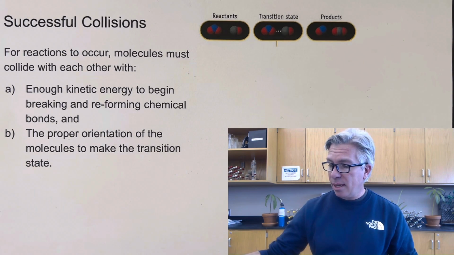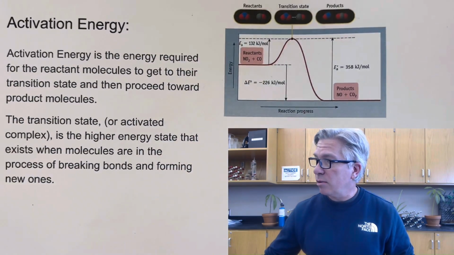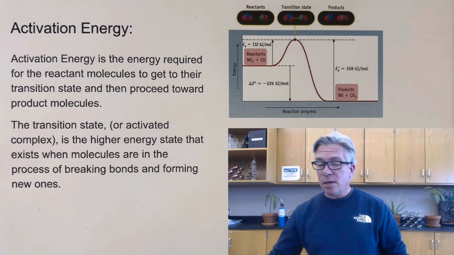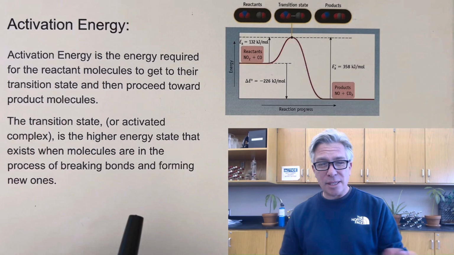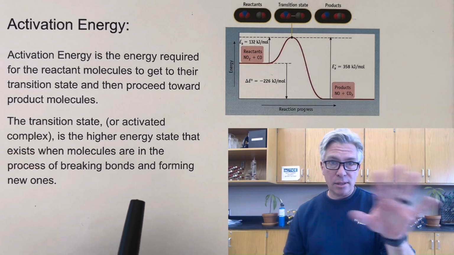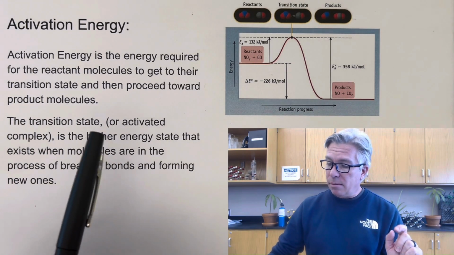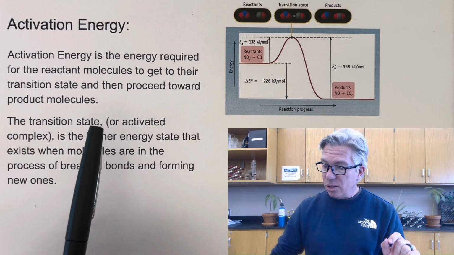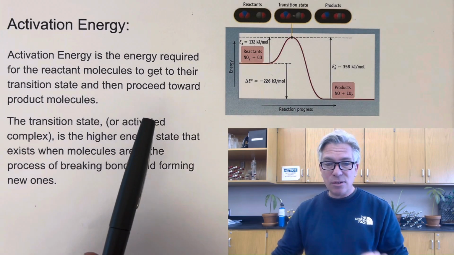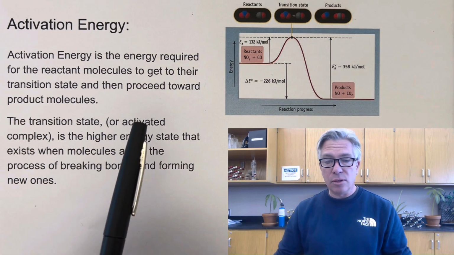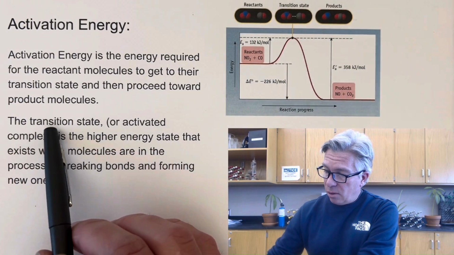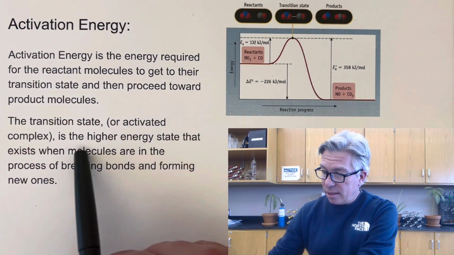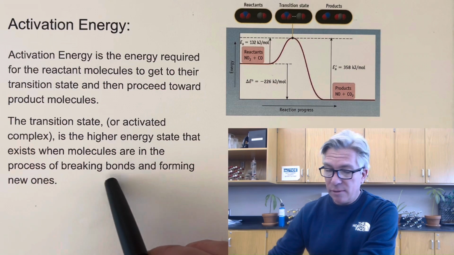And let's talk more about that kinetic energy briefly. We have a fancy term for that, as we do in chemistry class for a lot of things, and we call that activation energy. I have a couple of definitions on my slides, so if you want to pause at all and take notes, you totally can. Activation energy is the energy required for the reactant molecules to get to their transition state and then proceed toward the product molecule. The transition state, or activated complex, is the higher energy state that exists when molecules are in the process of breaking bonds and forming new ones.